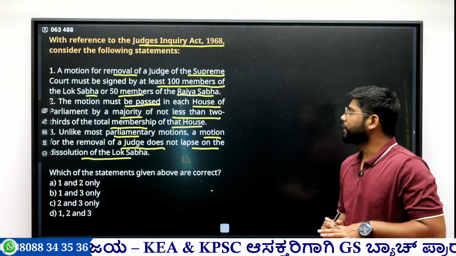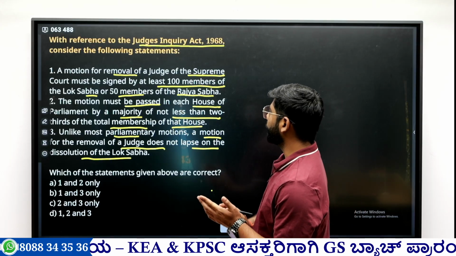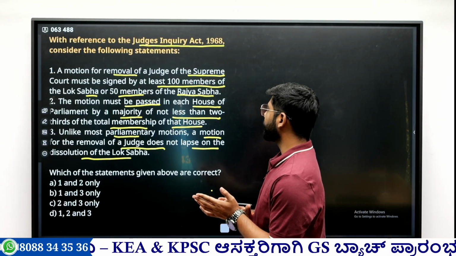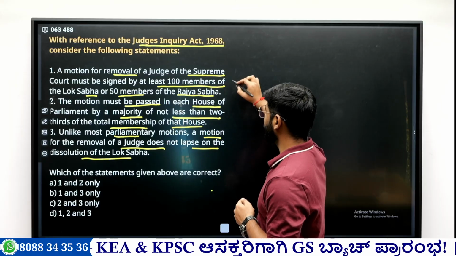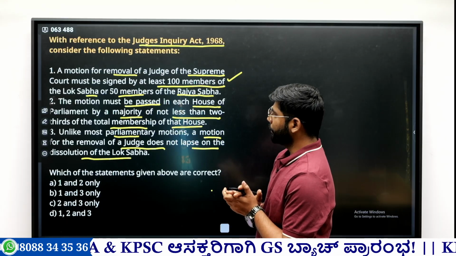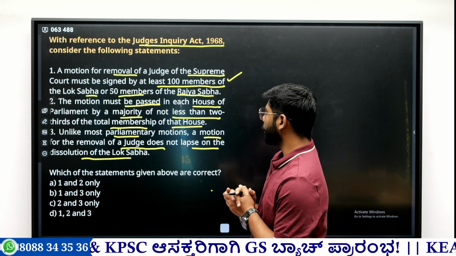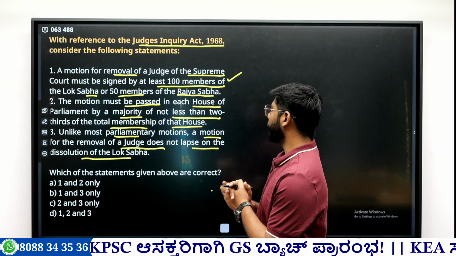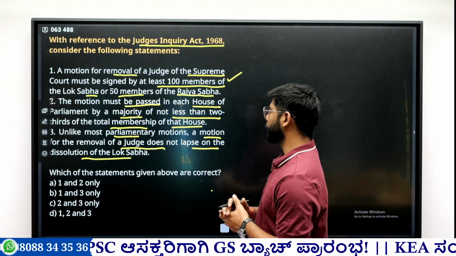Okay, so we'll see. The motion for removal of judges of Supreme Court must be signed by at least 100 members in Lok Sabha and 50 members in Rajya Sabha. Yes, this is given in this particular act. Second statement: the motion must be passed in each house of parliament by a majority of not less than 2/3 of total membership of that house.